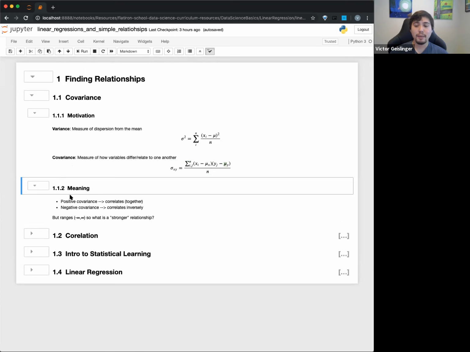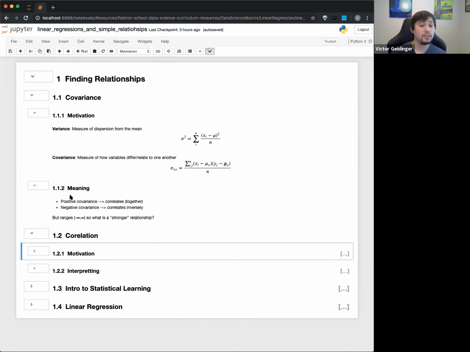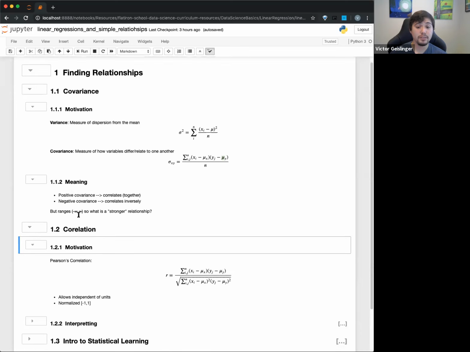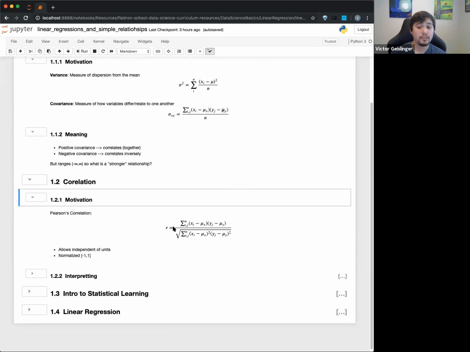The thing about this is that if you had different covariances, it's hard to tell how one compares to another. If you had sigma of xy and sigma of xz, it might not be clear how much bigger one is, because it can go all the way off to infinity. So one solution we have is something called correlation, and we'll use Pearson's correlation. You'll see this a lot with this lowercase r.